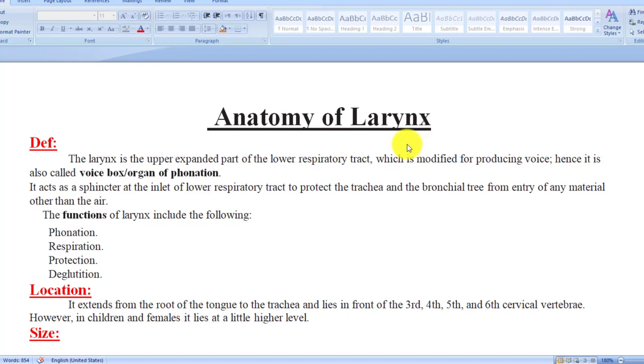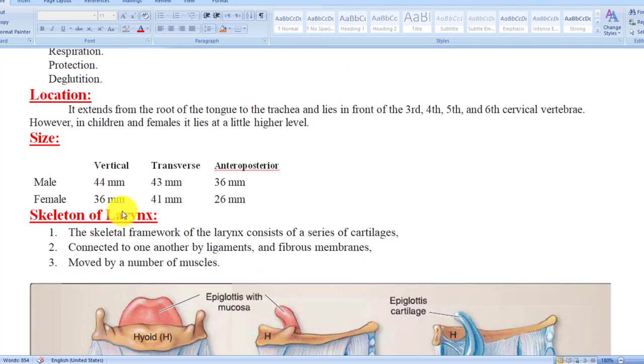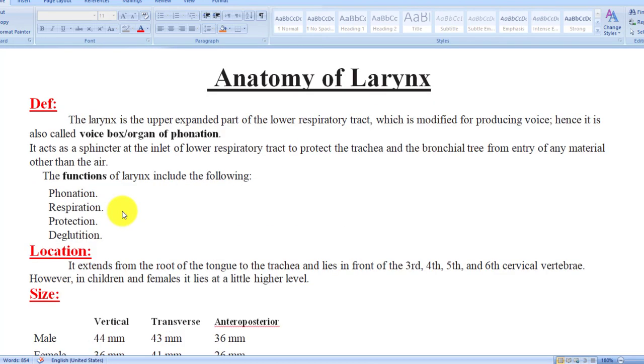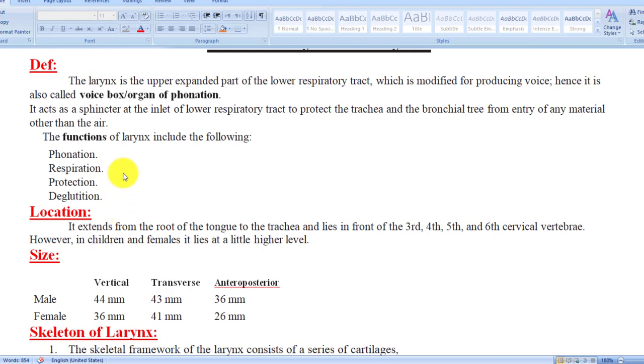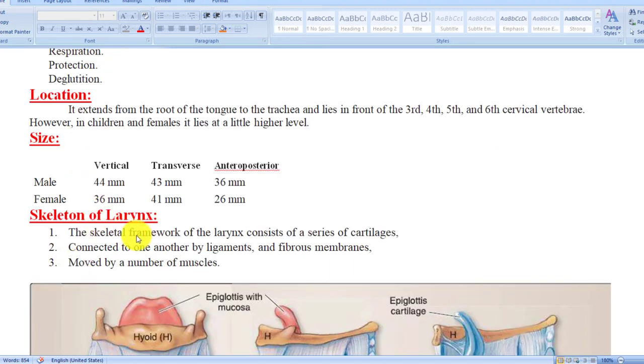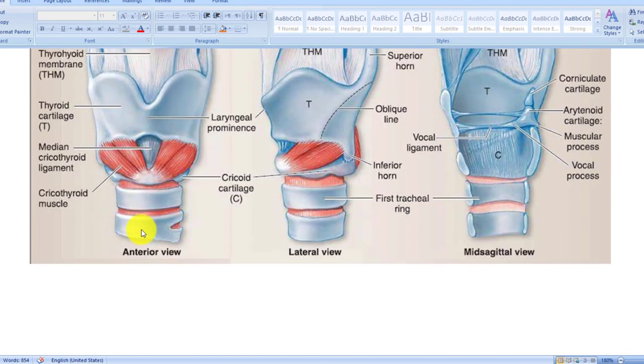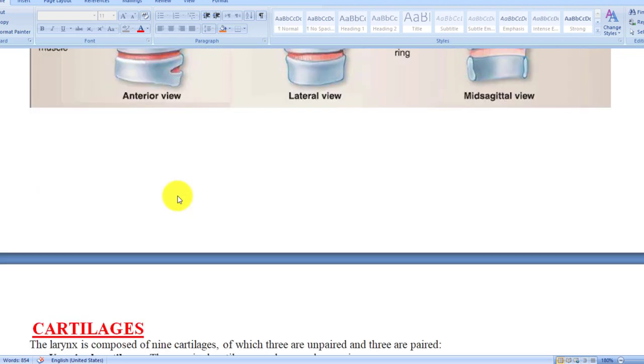We are discussing the anatomy of the larynx. The last lecture was only the introduction to the anatomy of the larynx, right? Its definition, its functions, its location, size, and what the main skeleton of the larynx is composed of. So it was just the introduction.